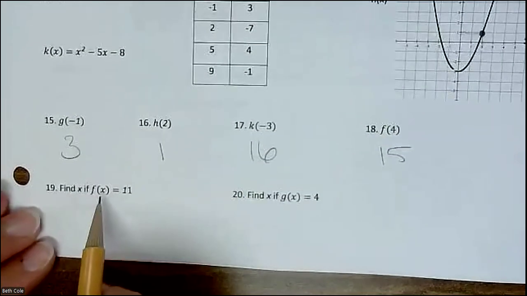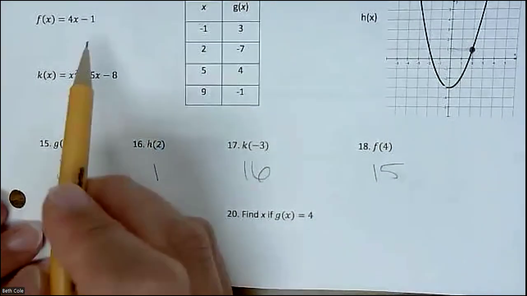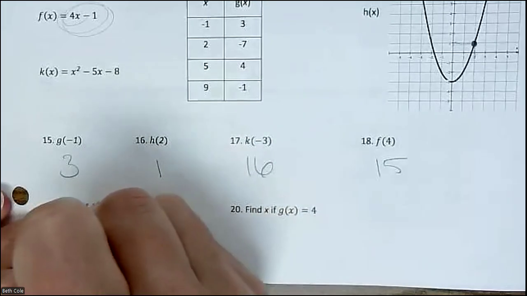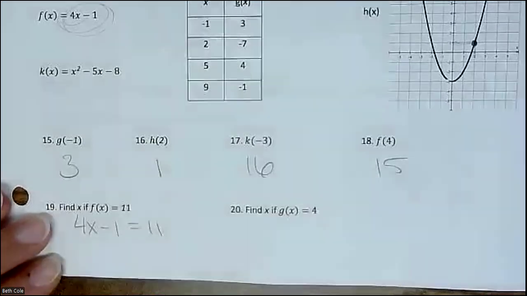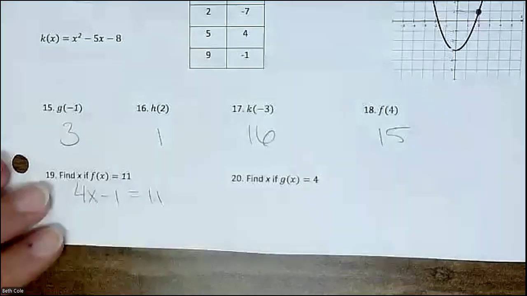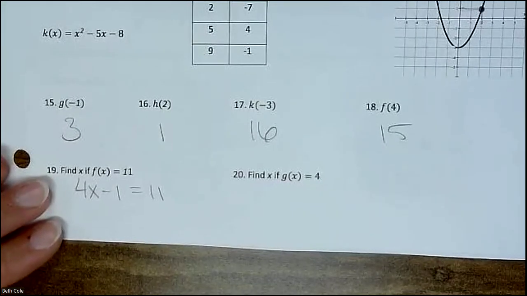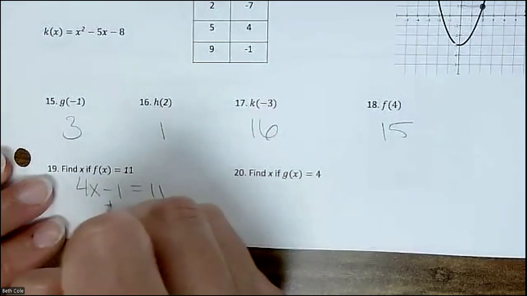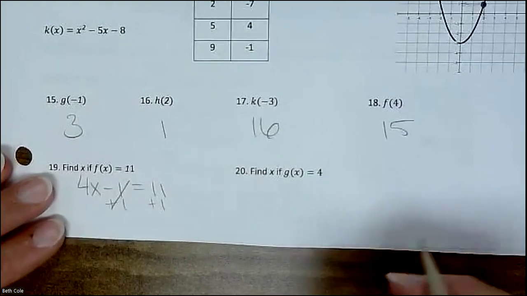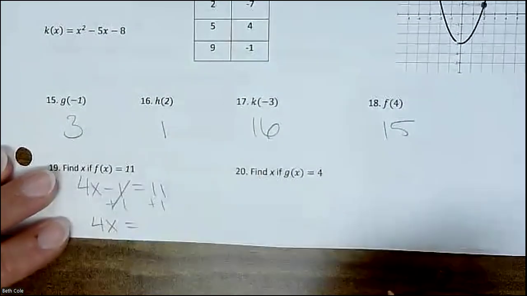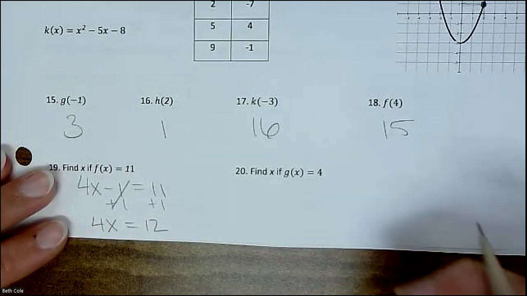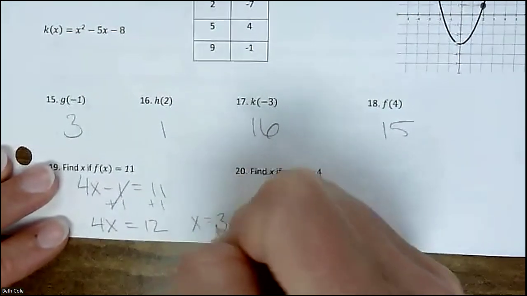All right. Find x if f of x equals 11. So do you see this one right here? F of x. You're going to set it equal to 11. So 4x minus 1 equals 11. And we're going to solve. You guys did that really quickly. What do you do to both sides? Add 1. You are smart, but I gotta get everybody else there. 4x equals 12. I ran out of space, but you would divide by 4 and x is 3.